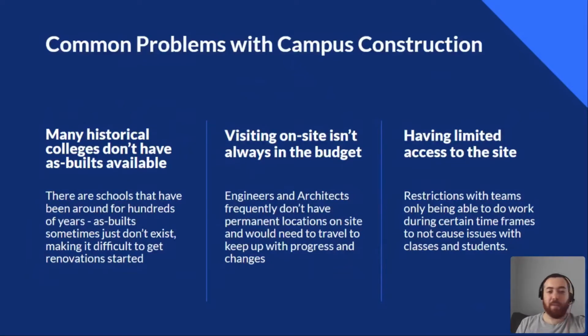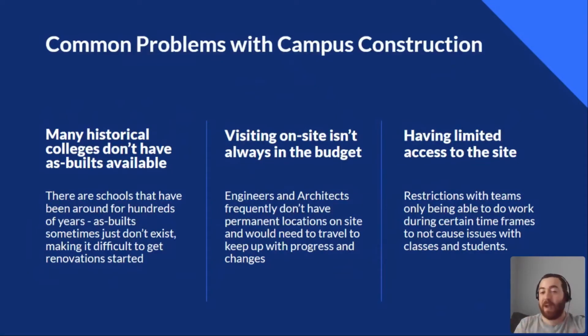Another common problem can be that on-site visits sometimes aren't in the budget. Engineers and architects can get a little expensive coming to site, especially if they have to make frequent visits for a certain problem or issue that you're having. A lot of the time they're not permanently based on site, so you need to pay a little bit extra to have them come to site.